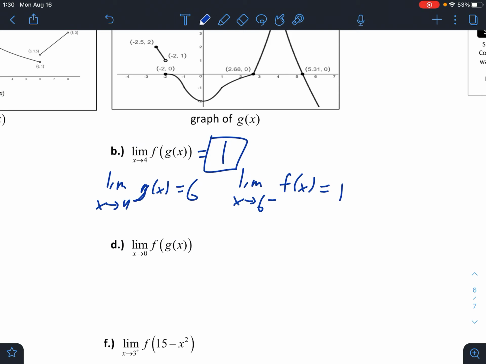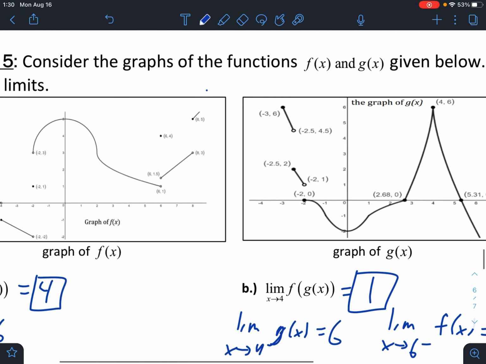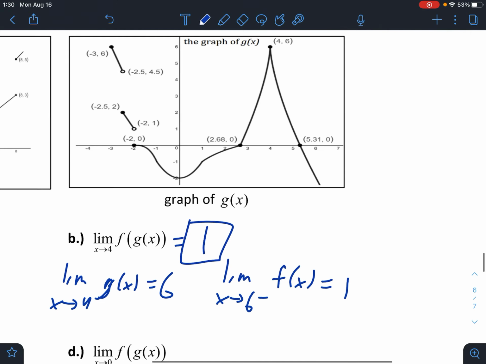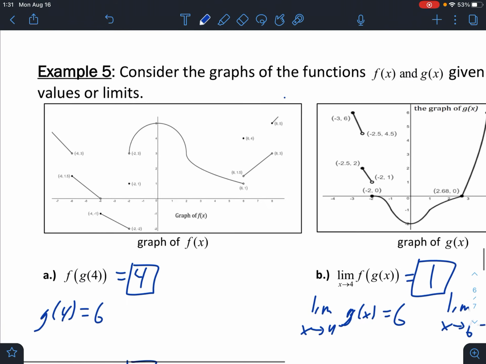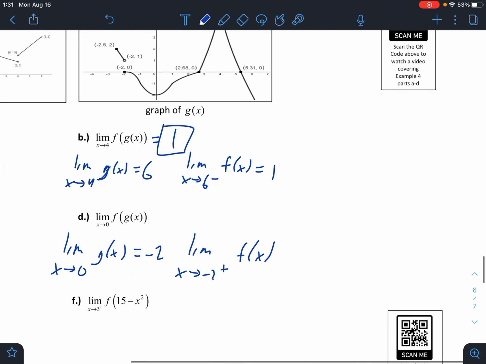Now for D, the limit as x approaches 0 of f of g of x. So the limit as x approaches 0 of g of x would be -2, right? But at -2, f is not continuous. So that limit is coming from above -2. So what we're going to do is take a right-hand limit. A limit as x approaches -2 from the right of f of x. And that would be 3. So our limit here is 3.